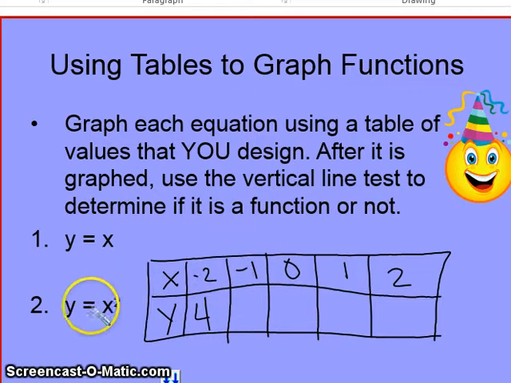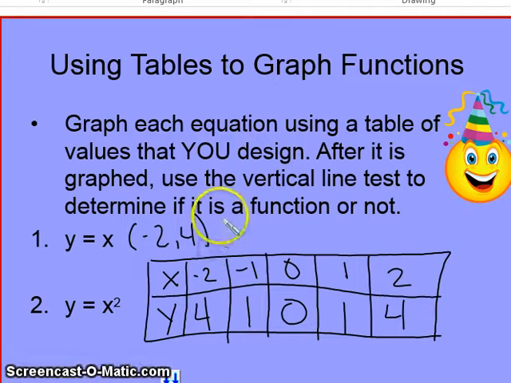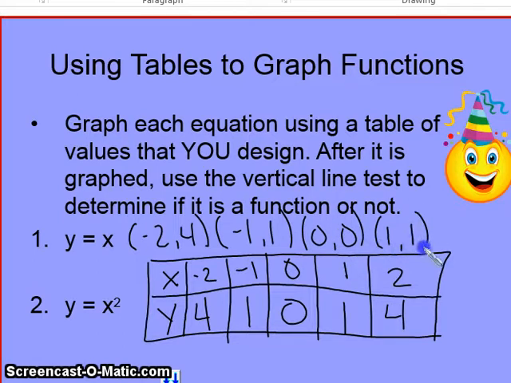If I plug negative 1 in here for x, I have negative 1 squared, or negative 1 times negative 1, which is a positive 1. If I plug 0 in, I have 0 squared. 0 times 0 is 0. If I plug 1 in, I have 1 squared. 1 times 1 is 1. And if I plug 2 in, I have 2 squared. 2 times 2 is 4. So here I have all these ordered pairs. I've got negative 2, comma 4. I've got negative 1, 1. I've got 0, 0. I've got 1, 1. And I've got 2, 4.